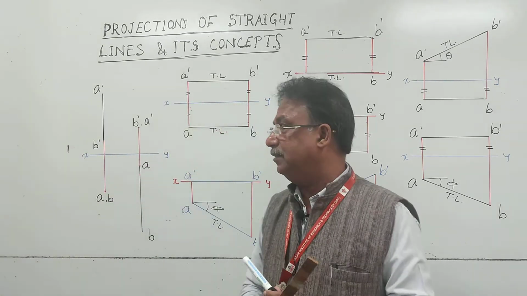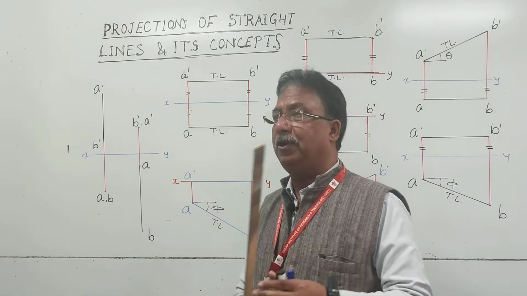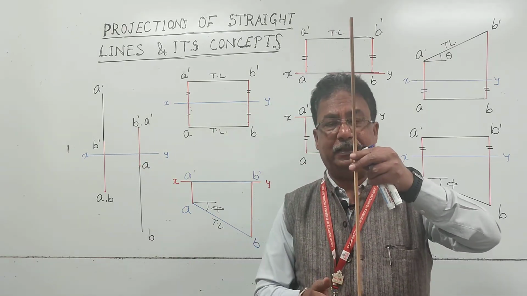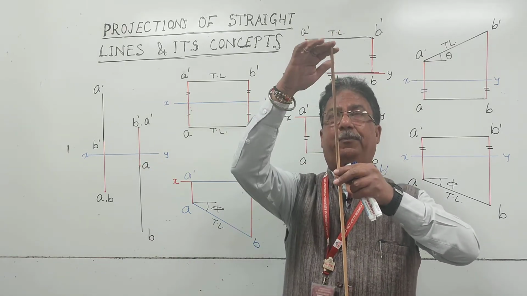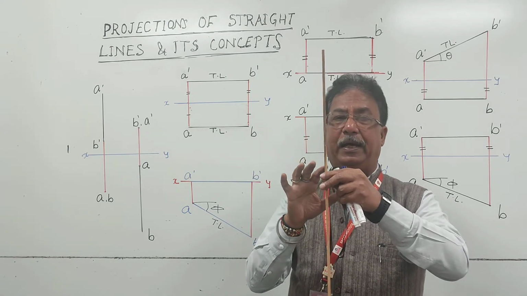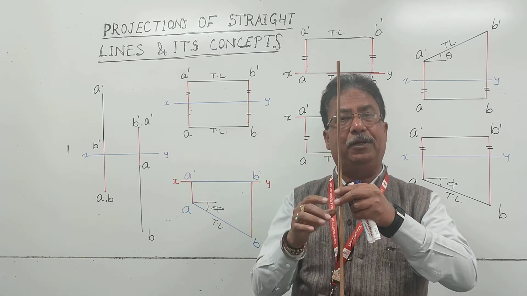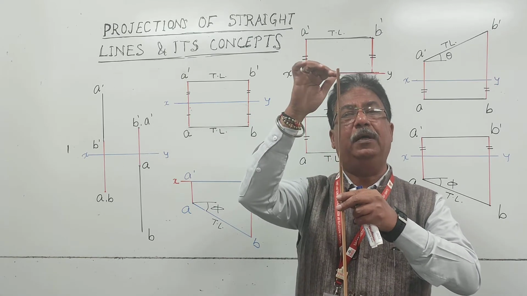And the fifth case, which we already know, will be when the line is perpendicular to one of the planes, like this. If I hold this stick like this, now it is perpendicular to HP, so automatically parallel to the VP. Again the front view will be true length. This time the front view will also be perpendicular to the XY line, and the top view will be a point.